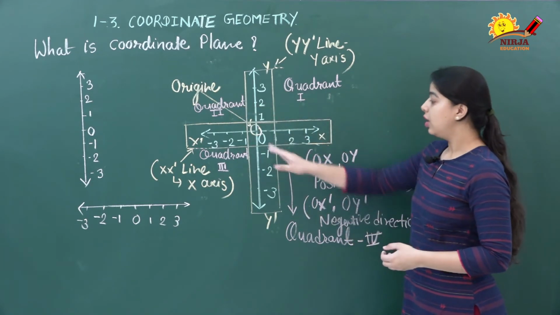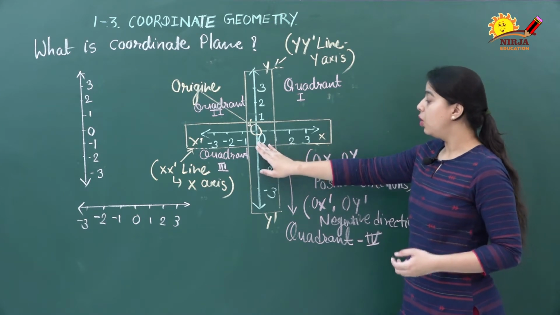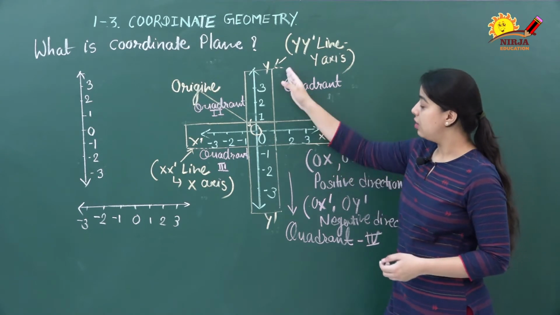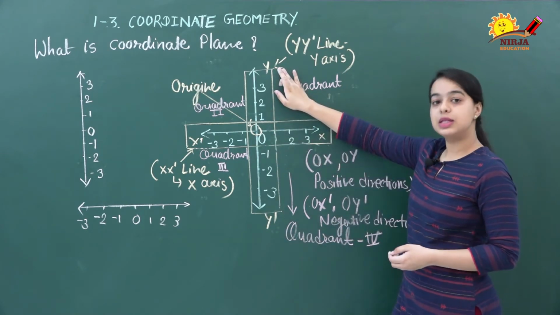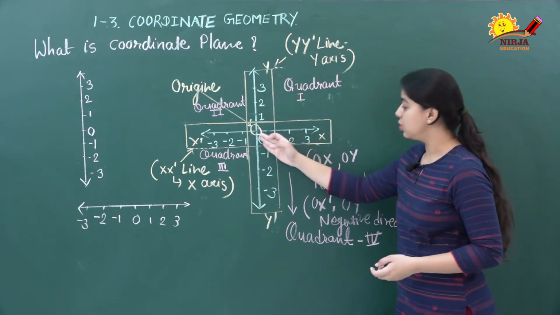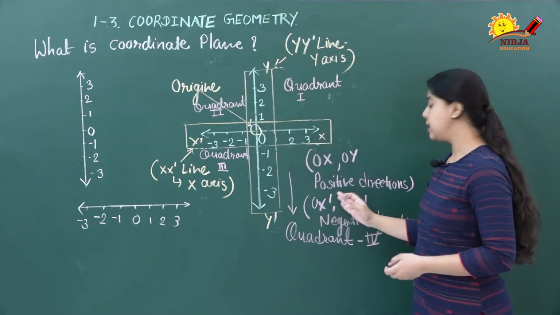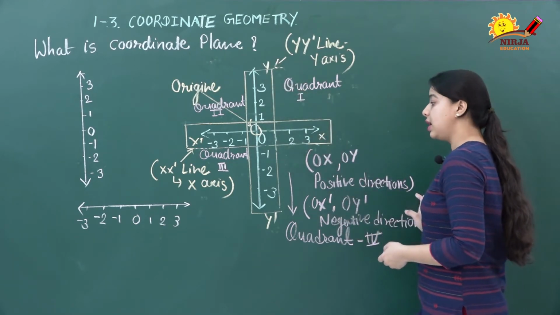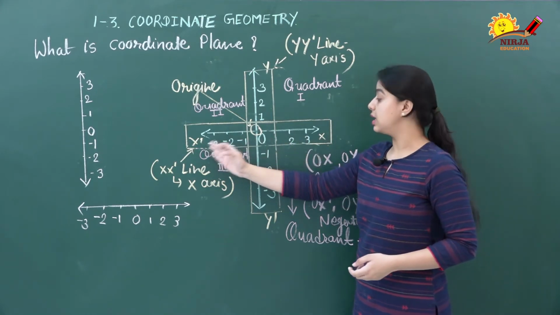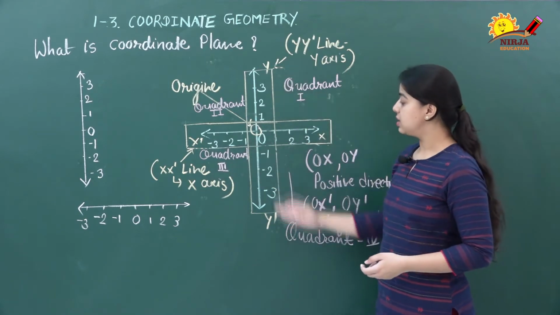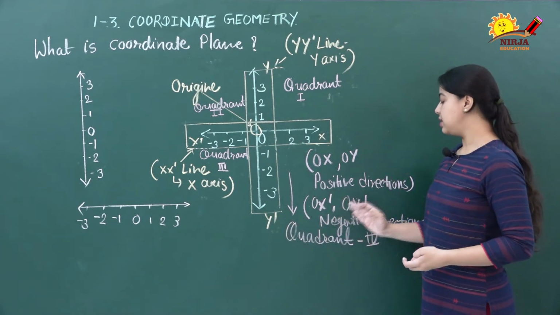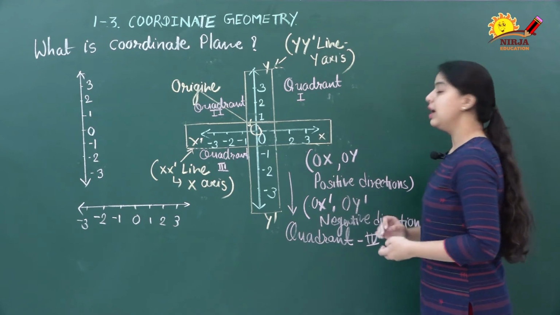Now as you can see on this x axis, from O to x, this is indicating positive numbers. Same as on the line y, from O to y, this is also indicating positive numbers. So OX and OY we can call positive directions. Same as that, on the line x dash, from O to x dash, this is indicating negative numbers, and O to y dash is indicating negative numbers. So OX dash and OY dash we can call negative directions.